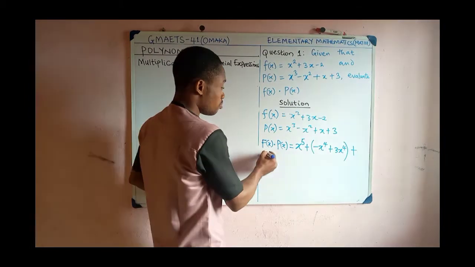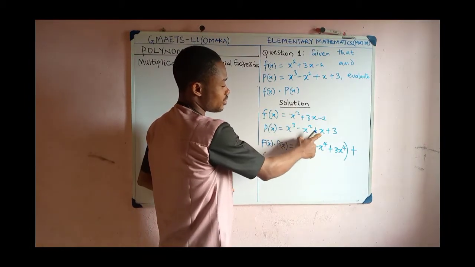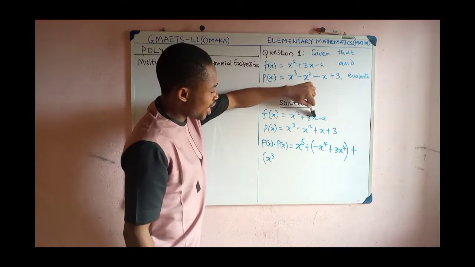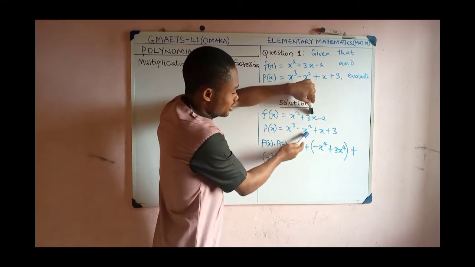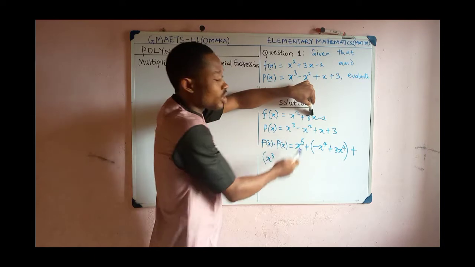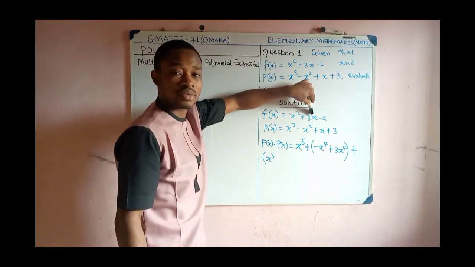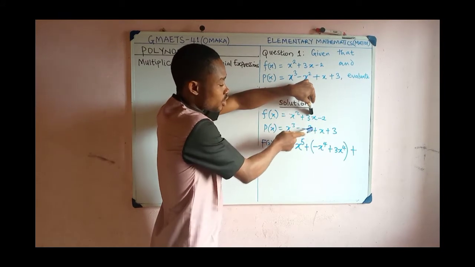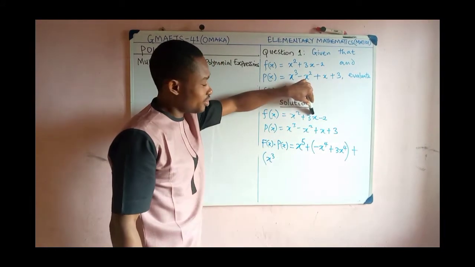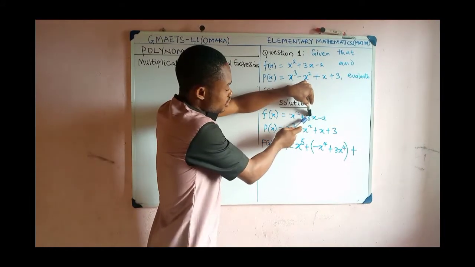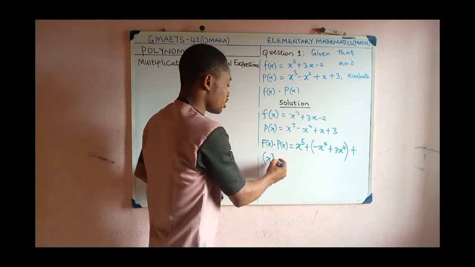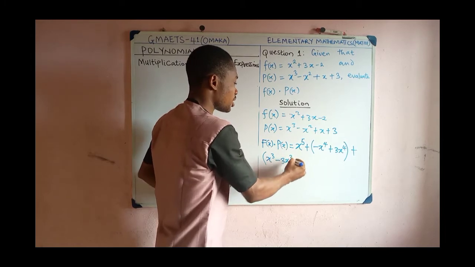Therefore, we'll go to multiplying x squared by this x, and that will give us x raised to the power 3. Next, I'll pick 3x here. This 3x can multiply this minus x squared to give us x raised to the power 3 term, because this is 3x raised to the power 1. If that power 1, you add it to this power 2, you get power 3. So let's do that. Plus 3x times minus x squared will give us minus 3x raised to the power 3.